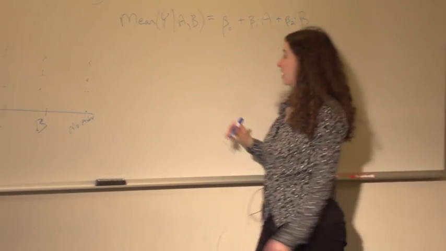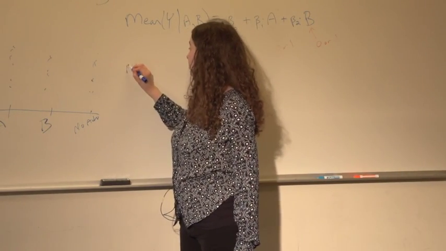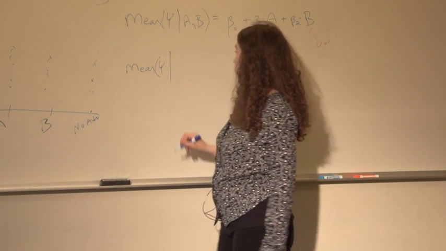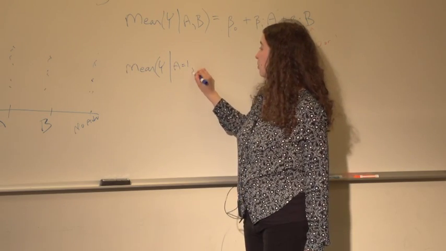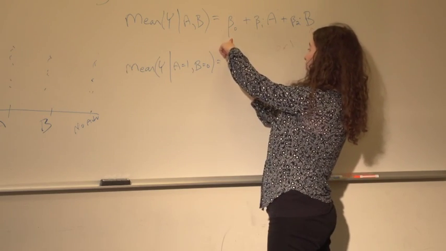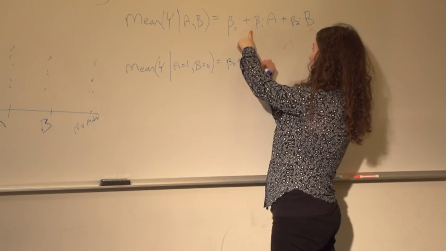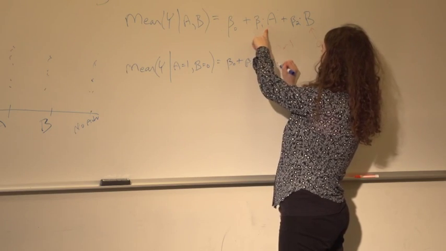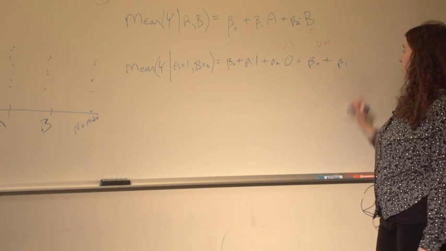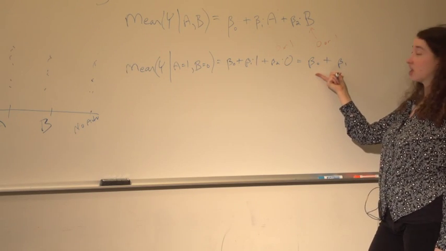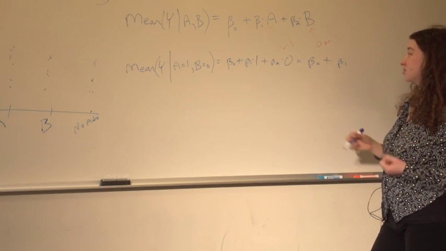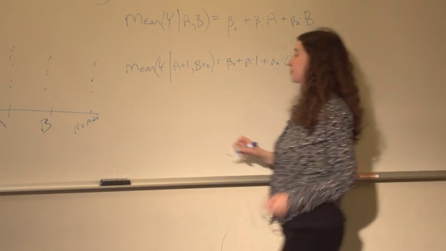This works the same way as the previous example with only 2 groups. The mean of y, given that A is equal to 1, and so B is equal to 0, is going to be, according to this equation, beta 0 plus beta 1 times 1 plus beta 2 times 0. In other words, it's equal to beta 0 plus beta 1. And these are just some numbers. We don't know what they are. It's like saying mu, sigma. We don't know what these are, but there are some true numbers out there to be discovered.